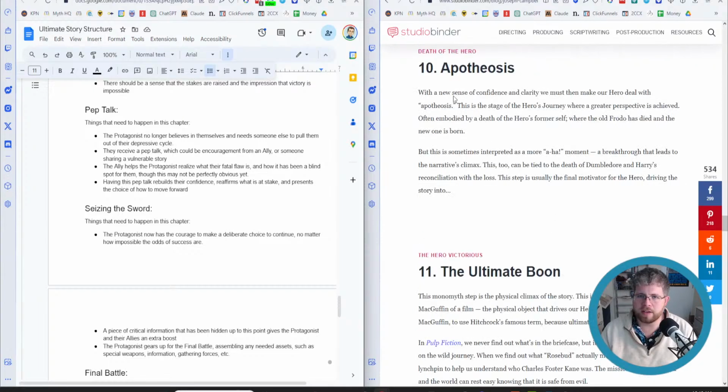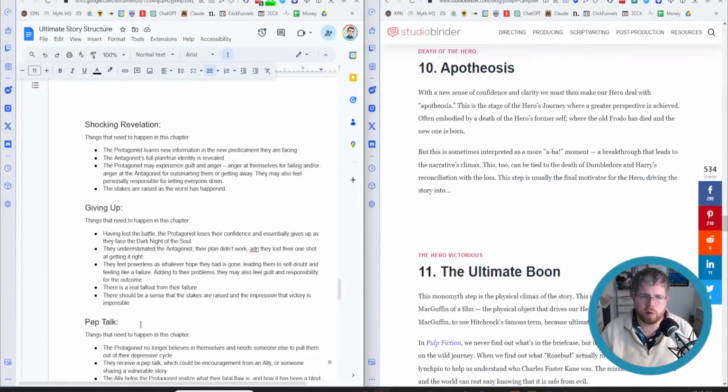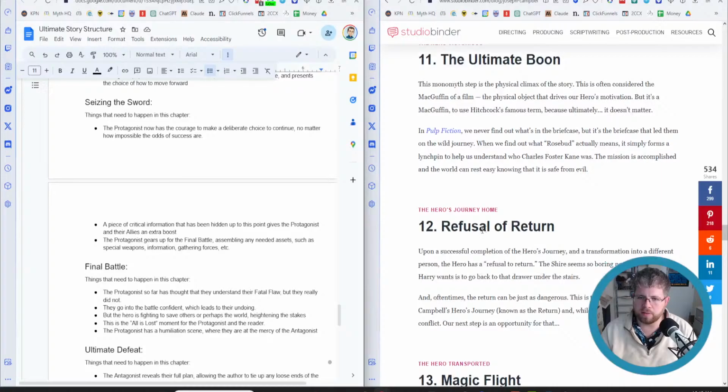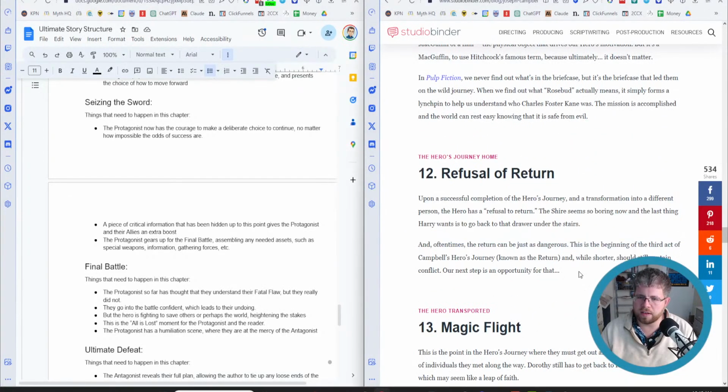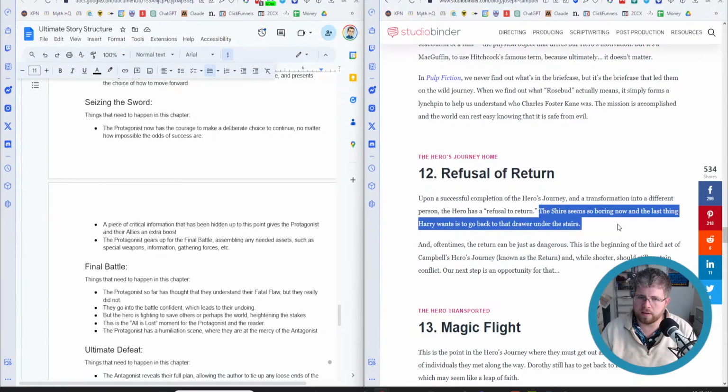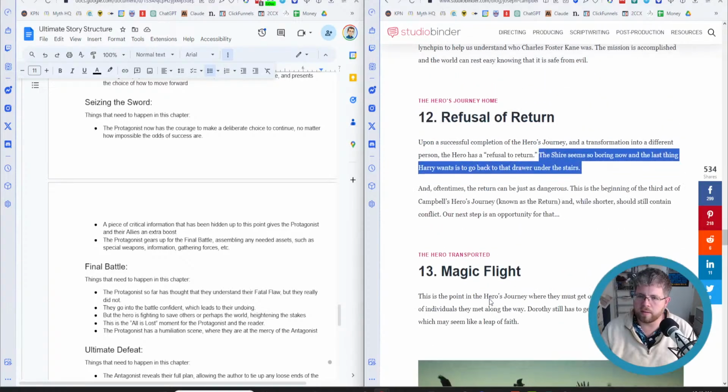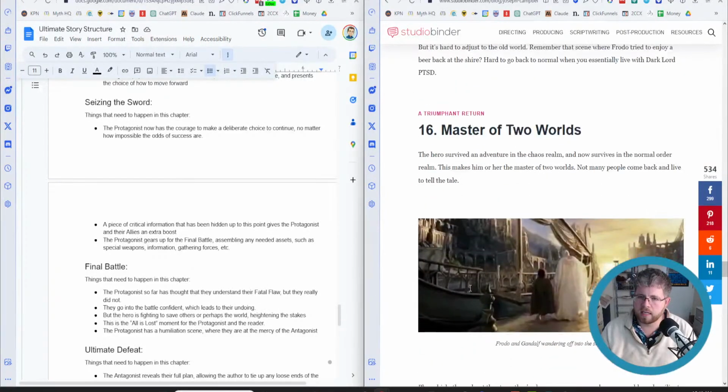Because things like Apotheosis exist throughout the climax, and same with the ultimate boon. Refusal of Return is interesting to me. I can't actually think of a good example. Like they say, the Shire seems so boring now, and the last thing Harry wants to do is go back to that drawer under the stairs. Yeah, I understand that, but that wouldn't be a chapter. That'd just be a moment, right? So I'm not really sure how to quantify that. We're not going to make that a whole scene. So yeah, we're going to call that for that.